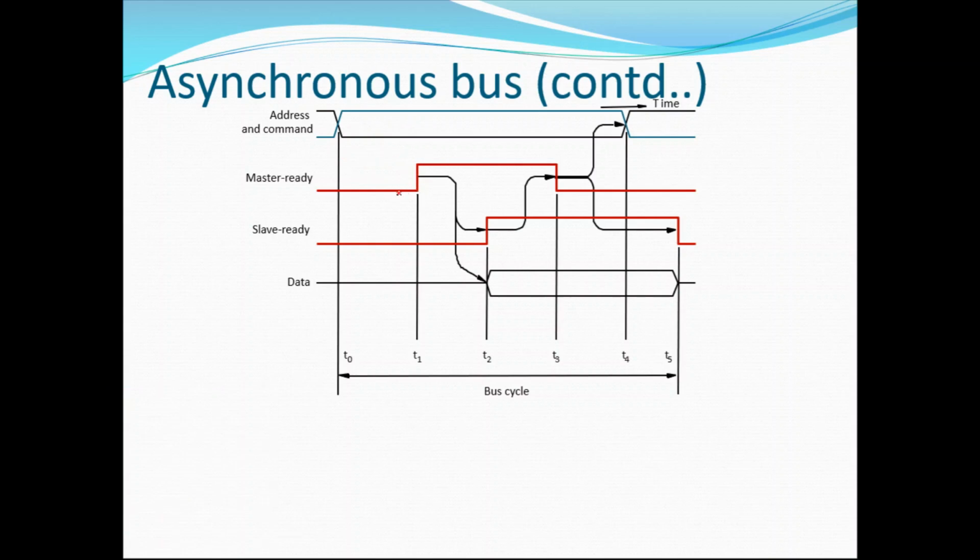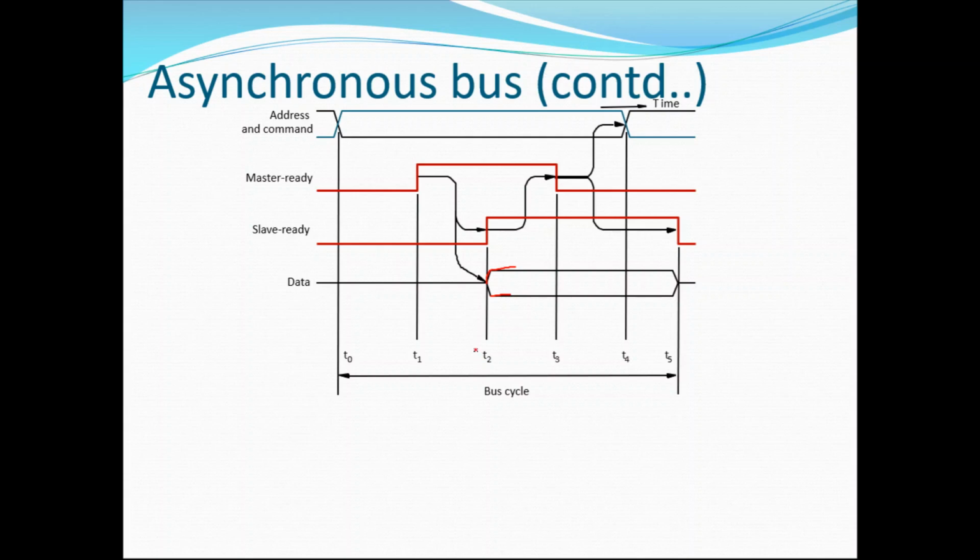Now what will happen? The slave will identify the address. Whichever slave it is meant for will perform the operation. If it is a read operation, it will complete the read operation, keep the data in the data bus, and also activate the slave ready signal.